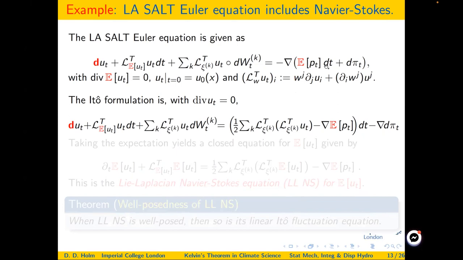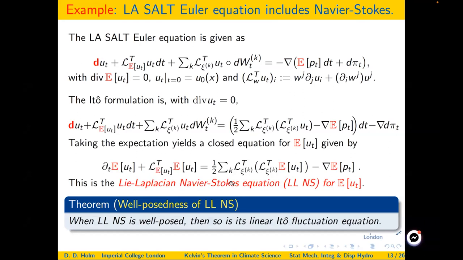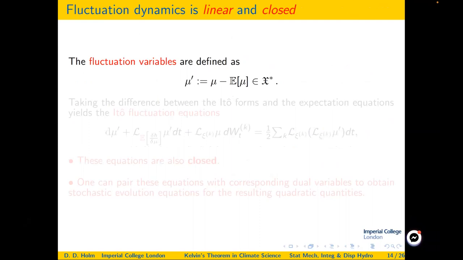Here's the Ito form. The Ito form brings in this double Lie derivative. We take the expectation and get a Lie Laplacian version of the Navier-Stokes equations. And when the Lie Laplacian version is well posed, it turns out the Ito fluctuation equations will also be well posed. So let's look at the fluctuation equations.